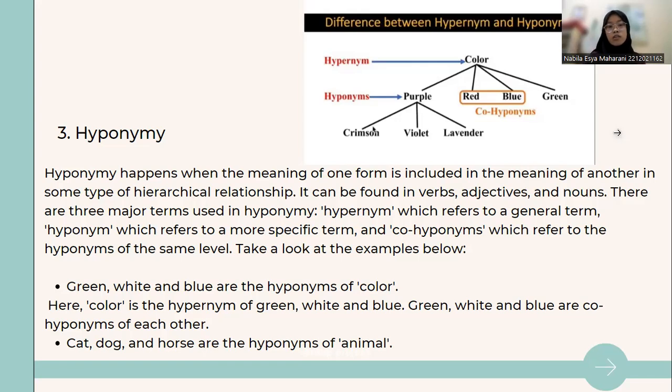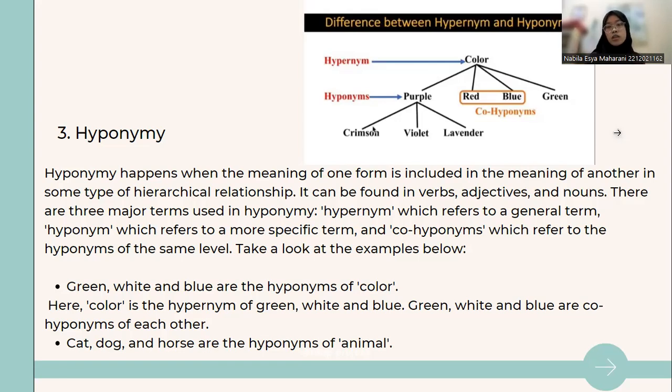Take a look at the example below. The first sentence is: green, white, and blue are the hyponyms of color. Here, color is the superordinate of green, white, and blue. Green, white, and blue are co-hyponyms of each other. The second sentence is: cat, dog, and horse are the hyponyms of animal.